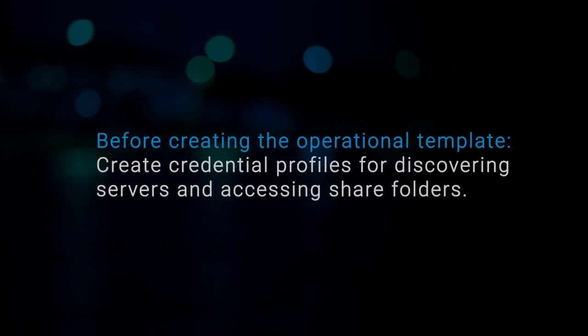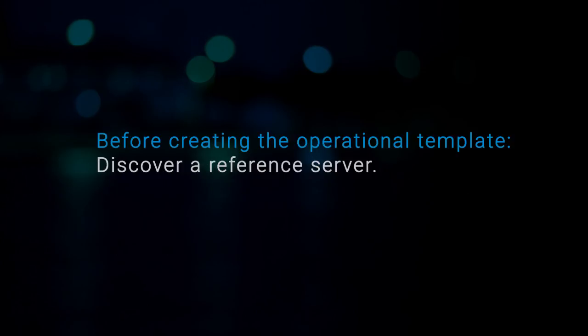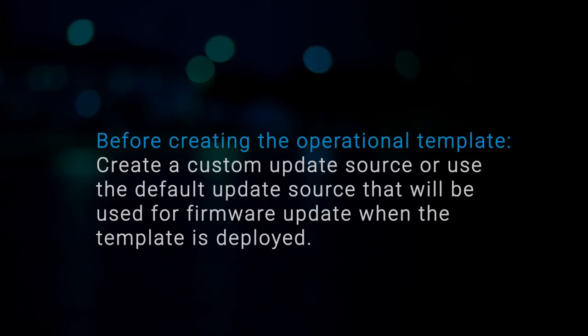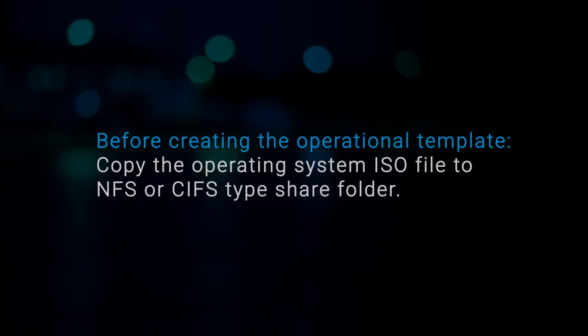Before creating the operational template, create credential profiles for discovering servers and accessing share folders. Discover a reference server, create a custom update source, or use a default update source that will be used for the firmware update when the template is deployed. And copy the operating system ISO file to the NFS or CIFS type share folder.